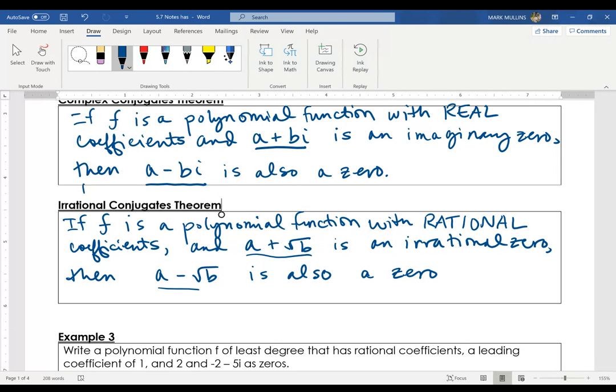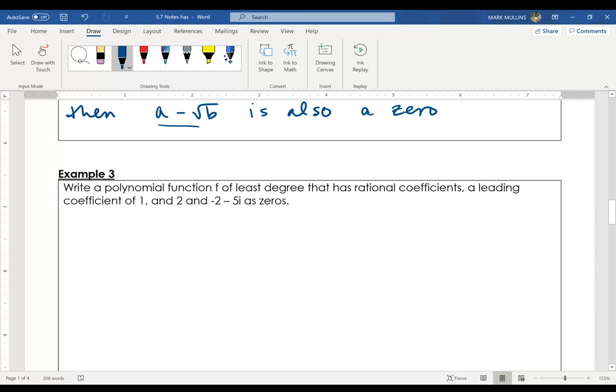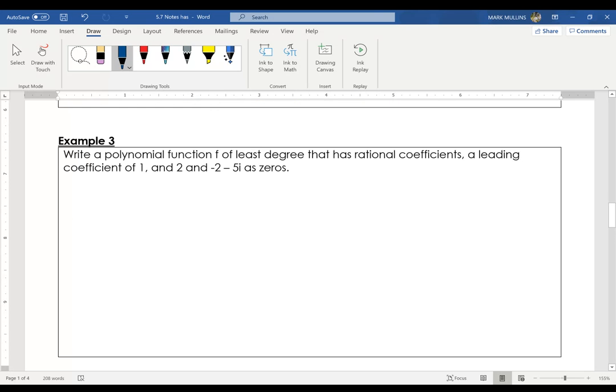On example 3, we're given answers again, and we're going to work backward and find our original polynomial function. It says that we are trying to find the one of least degree. That means don't go through and multiply it by another x. It has rational coefficients, a leading coefficient of 1, and the answers are 2 and negative 2 minus 5i. So if they are rational coefficients, then we must also have the conjugate. Otherwise, we would have imaginary stuff. So we're going to also have negative 2 plus 5i.